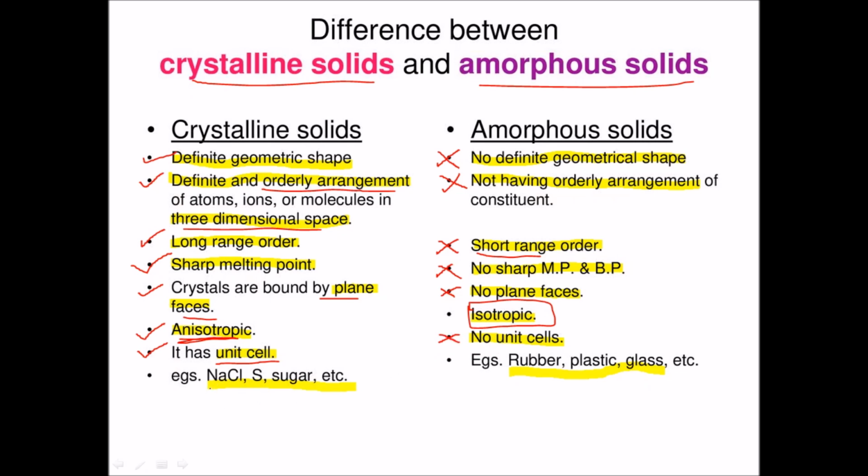Lastly, some examples of crystalline solids: the salt that you eat, the sweet sugar that you take, sulfur and many others form crystalline solids, whereas those which do not have a proper arrangement of the atoms or the ions constitute the amorphous solids. Amorphous solids are also considered pseudo-solids or supercooled liquids. Some examples of amorphous solids are rubber, plastic, glass, etc.